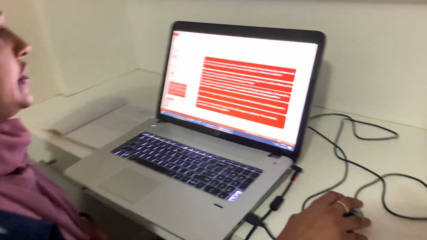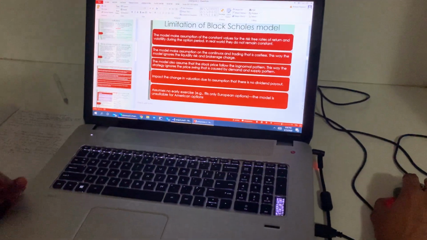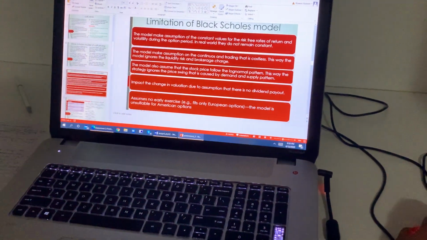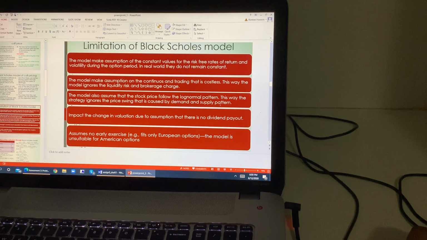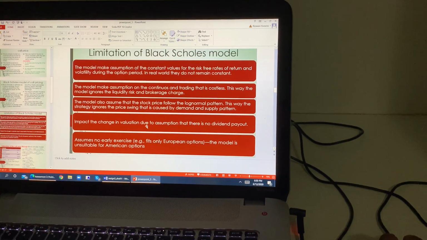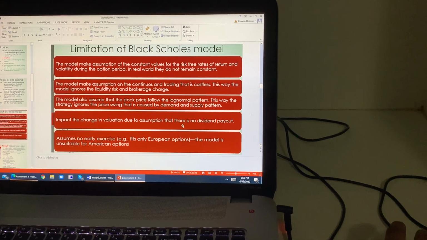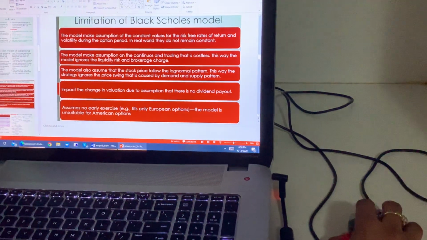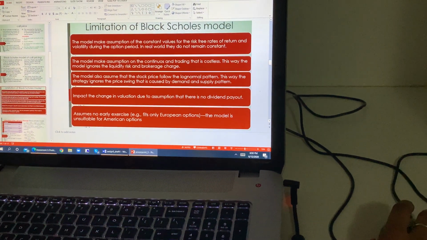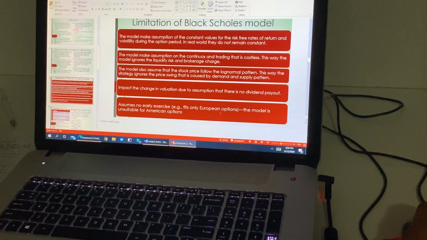The model also assumes that the stock price follows a log-normal pattern. This way, the strategy ignores the price swings that are caused by demand and supply patterns. It also ignores the change in valuation due to the assumption that there is no dividend payout. It assumes no early exercise, so it fits only European options. The model is unsuitable for American options.